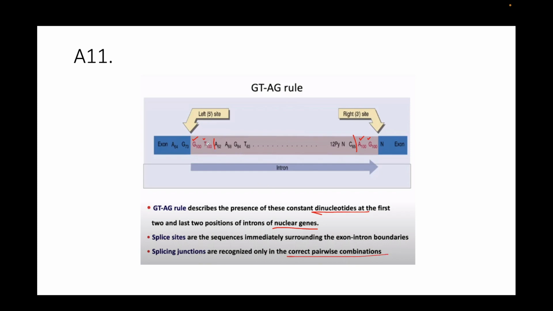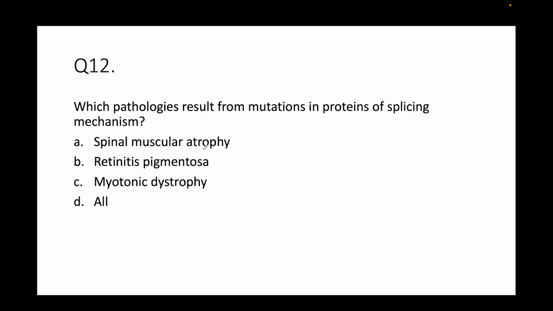So if this combination is not there, like GC is there, or sometimes it is AT or whatever, if it is varied, then it will not be recognized by the spliceosome mechanism, because in case of nuclear pre-mRNA, the spliceosome is required for the splicing mechanism. As we have already discussed the spliceosome and the spliceosome-mediated reaction mechanism, you can go to the YouTube videos to understand it more, because we discussed it in the last class. Okay, so remember this GT and AG, these are two dinucleotides present in the nuclear genes, and this is highly conserved. Okay, let's move to the next question.